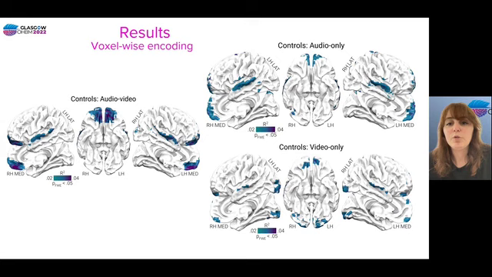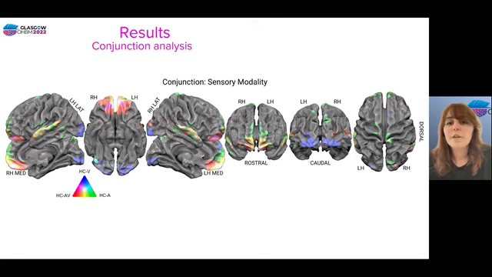And this finding is well highlighted by the results of our conjunction analysis, which in this case shows in white the regions significantly present across the modalities. So as we said, mainly ventromedial prefrontal cortex and superior temporal gyrus.